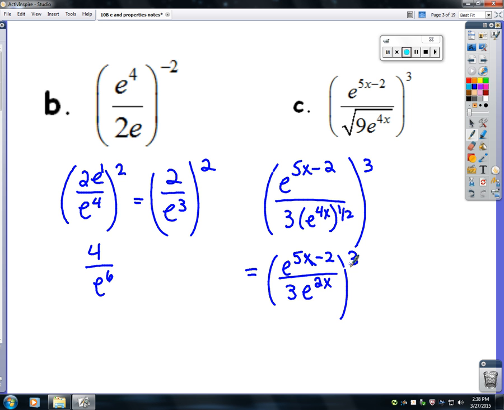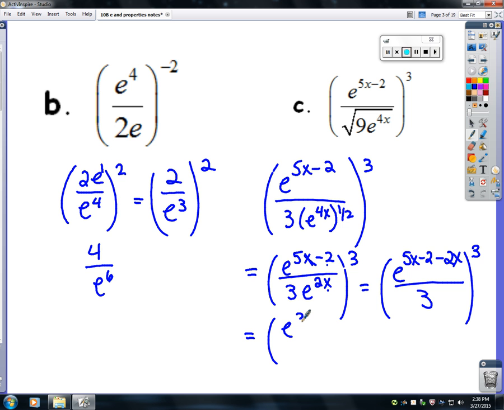Now notice I have the same bases. Even though I have a variable in my exponent, I can still subtract those exponents. So this is going to become e to the 5x minus 2 minus 2x, all over 3 to the third power. All I did was subtract those exponents. All right, clean up here. So I'm going to get e, combined like terms, 3x minus 2 all over 3, and I still haven't cubed it yet.